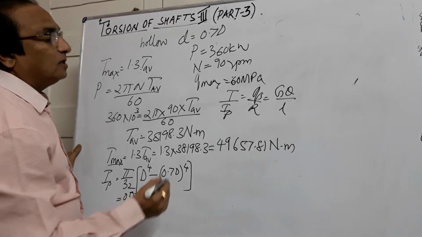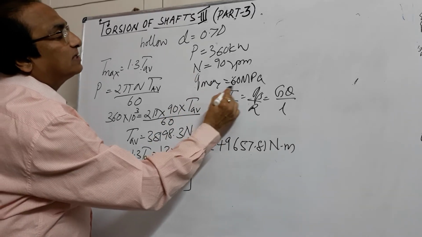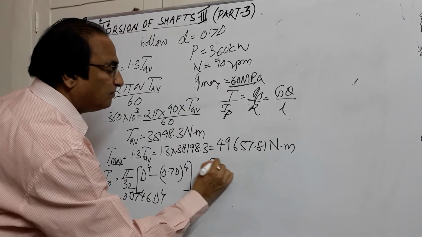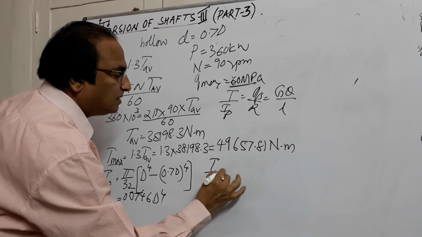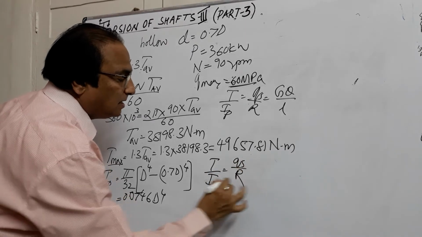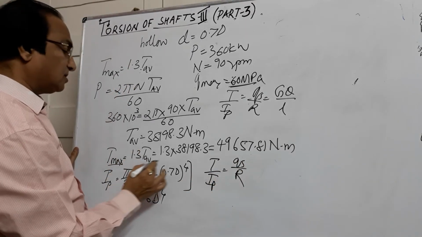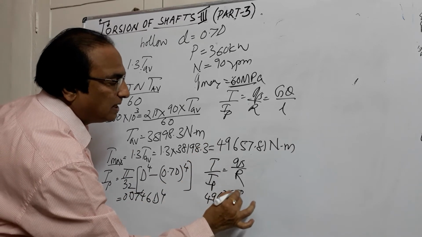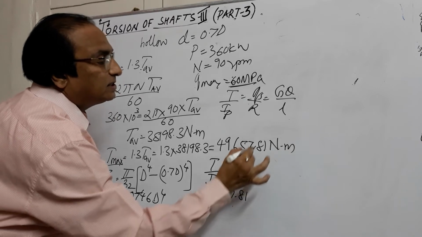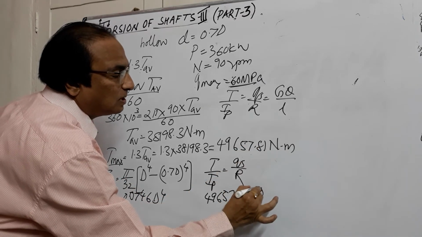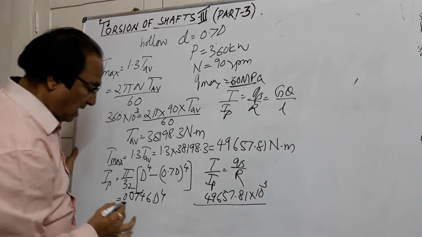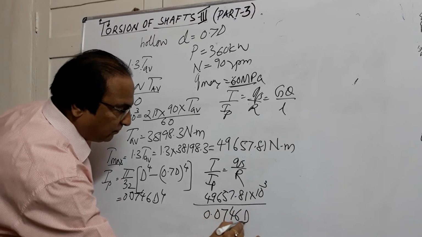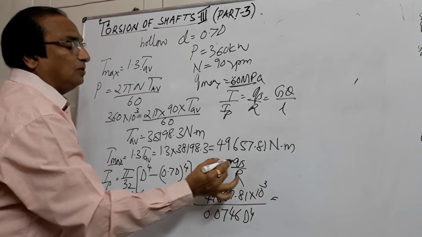Now here the maximum shear stress is given to you, twist is not given to you, only shear stress is given to you. So if I use the relation T by IP is equal to Fs by R, the T value you know is the maximum torque, 49657.81. This is in Newton meter, so convert it into Newton mm, divided by IP, which is 0.0746 d raised to 4. This is equal to Fs.